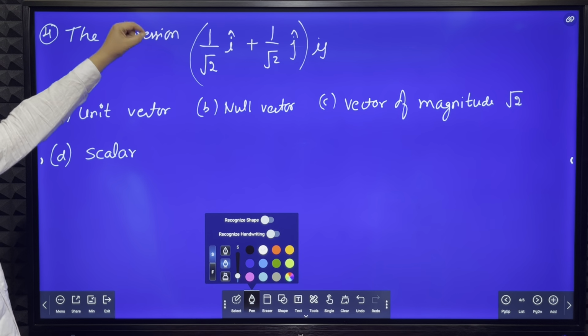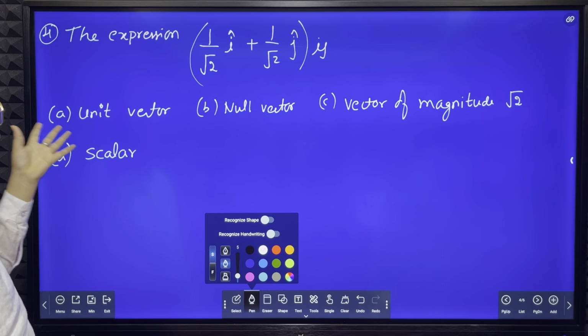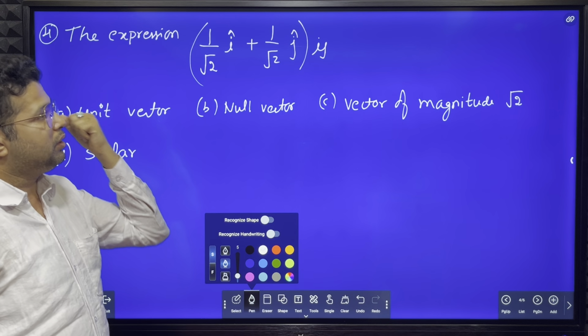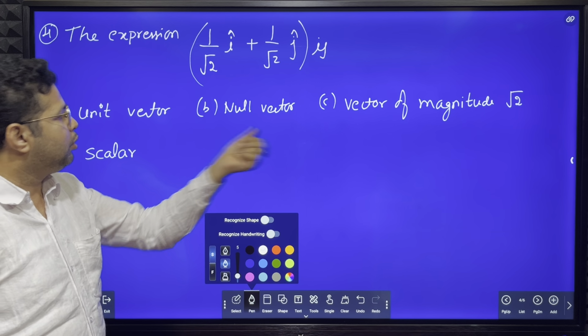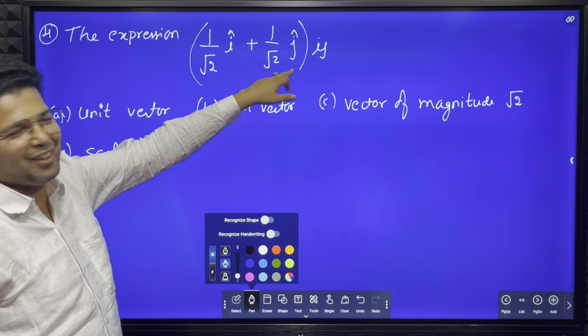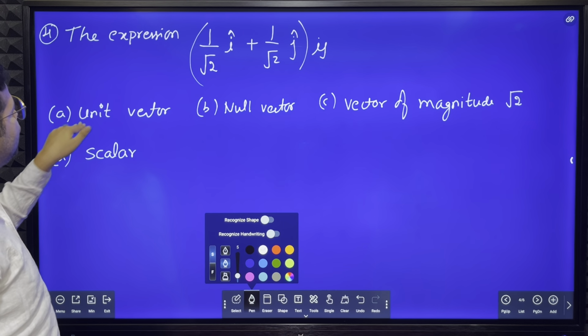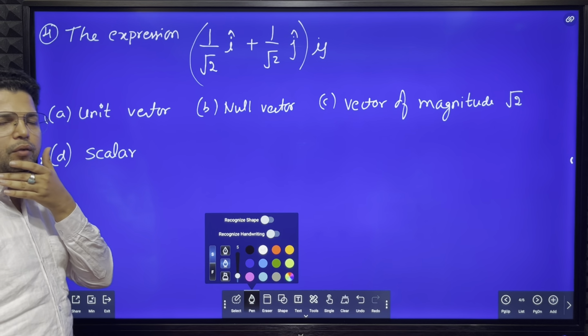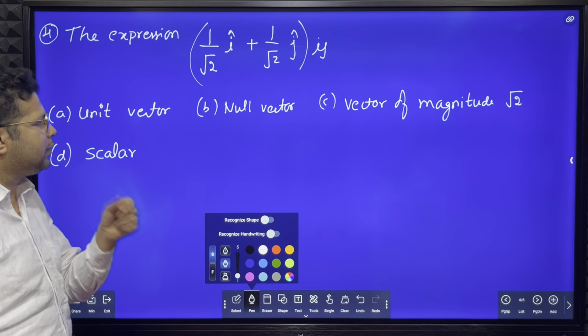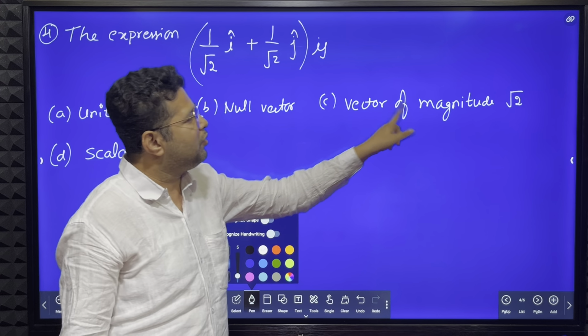The expression 1 by root 2 i cap plus 1 by root 2 j cap is, okay, a unit vector, a null vector, a vector of magnitude root 2, or a scalar. It is not a scalar because i cap j cap is there. It is a unit vector. What is unit vector? A vector having unit magnitude. What is null vector? A vector having zero magnitude. A vector of magnitude root 2.